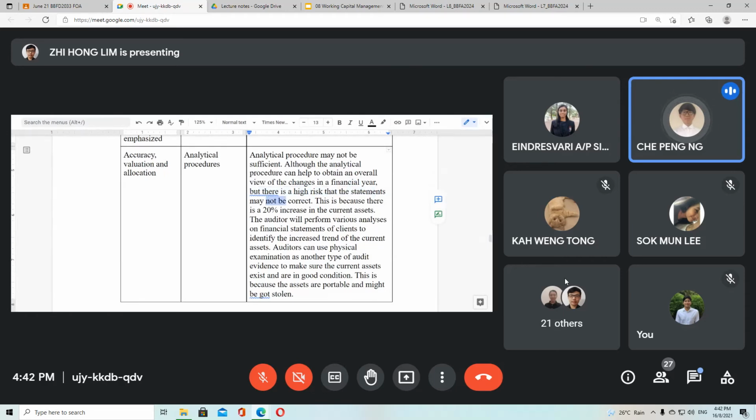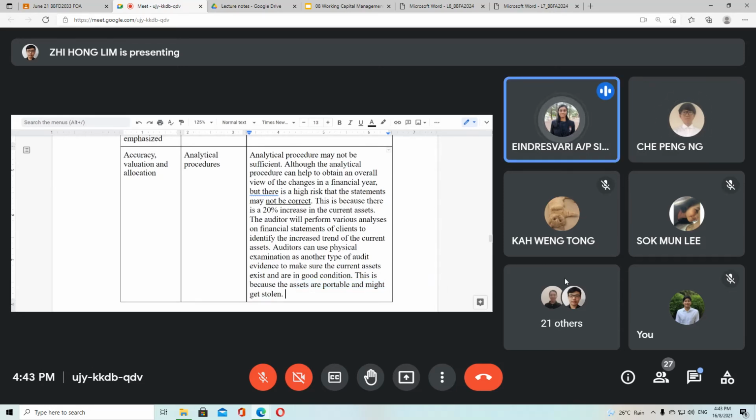Then because there is a 20% very significant increase in the current assets, the auditor will perform various analyses on the financial statements of the client to identify the increasing trend of the current assets. Also, the auditor can use physical examination as another type of audit evidence to make sure that the current assets exist and are in good condition. This is because the assets are portable and might be stolen because they are very expensive.